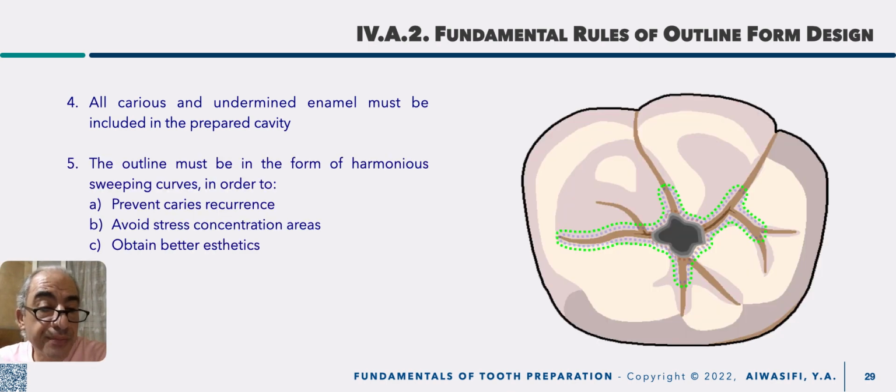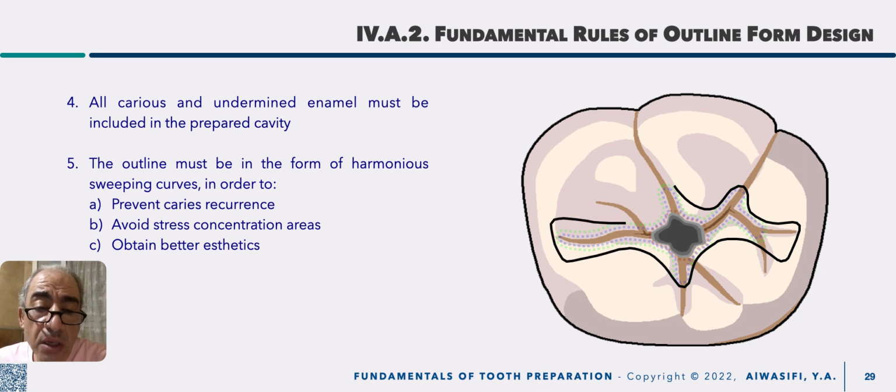And finally, the outline form should be in the form of sweeping harmonious curves, with rounding of all sharp line angles, to prevent caries recurrence, as sharp line angles act as a hook. At the same time, it avoids stress concentration, and in the anterior region it's a better form for aesthetics.